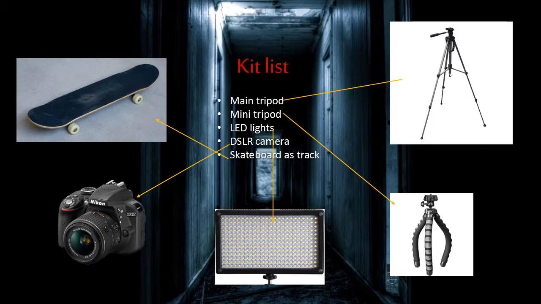This is the kit list, which involved the main tripod, the mini tripod, the LED lights, the DSLR camera, and the skateboard as the track.